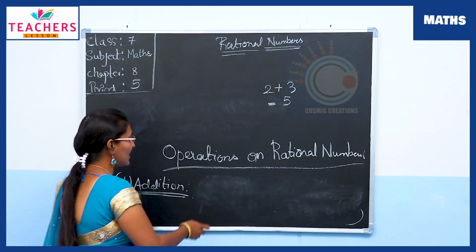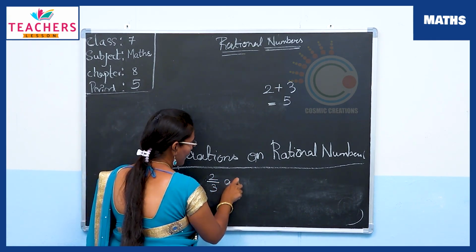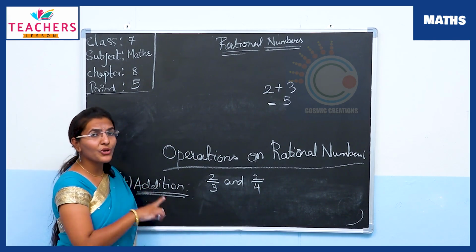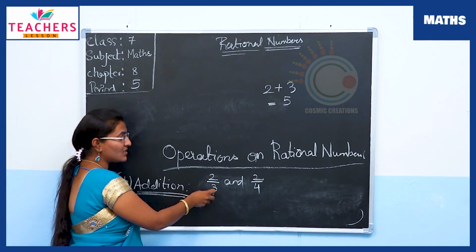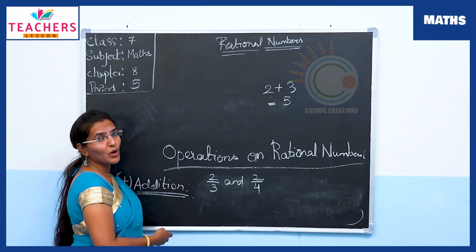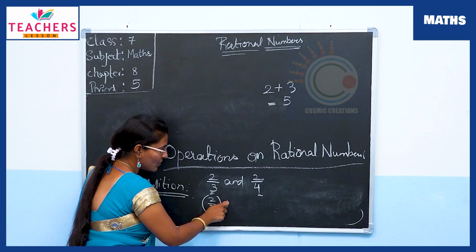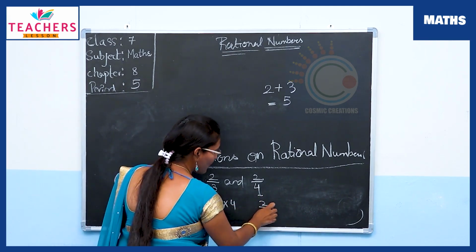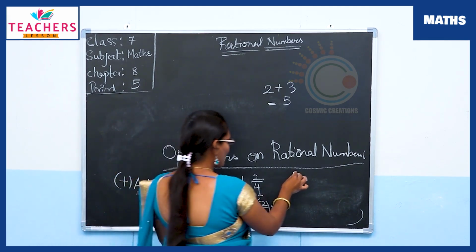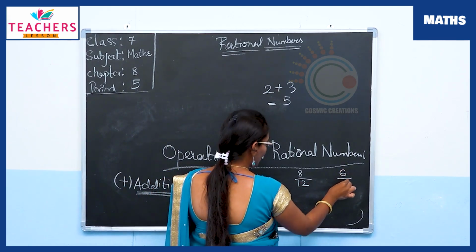Let's take 2 by 3 and 2 by 4. How do you add these two numbers? If you observe, the denominators are not the same. So what do you do? We have already learned this and did many problems. You have to make the denominators equal. 2 by 3 into 4, and 2 by 4 into 3. 2 fours are 8, 3 fours are 12. And 2 threes are 6, 4 threes are 12.